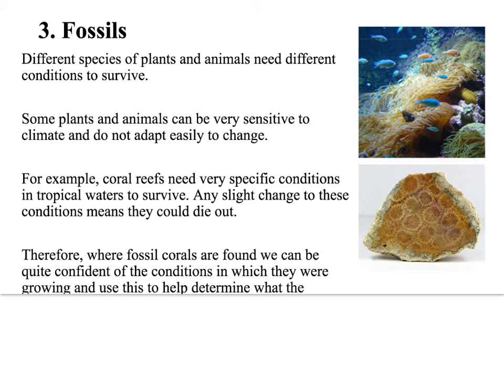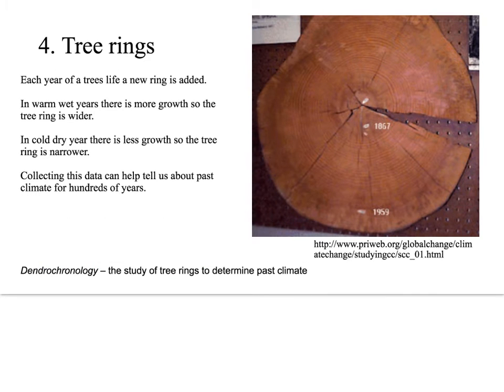So when we find coral remains in the sediments within the sea, we can tell that the conditions in the past must have been like they are in coral reef areas today. And from using that data, we can tell what the climate would have been like at a particular point in the past. So the final paragraph down here says, therefore, where fossil corals are found, we can be quite confident of the conditions in which they were growing and use this to help determine what the climate would have been like. The fourth proxy that is used is tree rings.